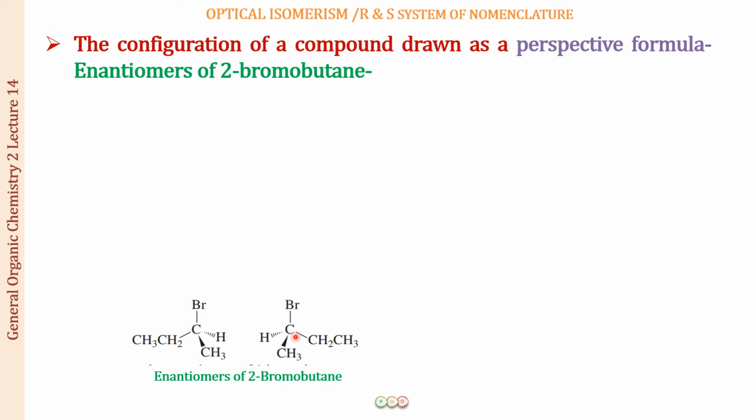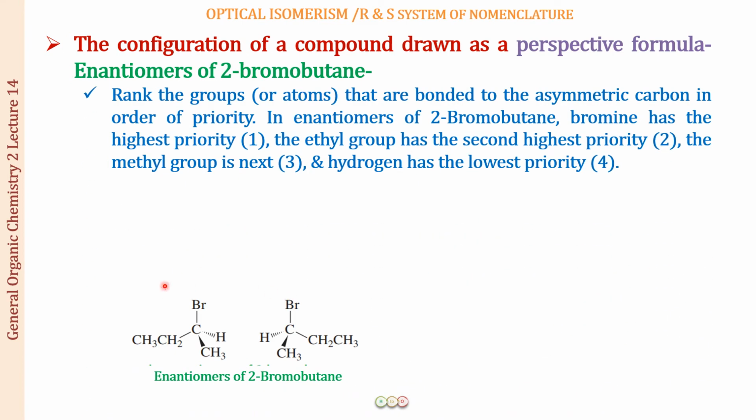Now what is going to be the first step? The first step is that you rank the four different groups, which is the highest in priority, then the second, third, fourth, according to their atomic numbers. So what we get is that bromine is of highest priority, then ethyl, then methyl, and then hydrogen. So this is 1, 2, 3, and 4. What you can see here is that hydrogen is already represented by the hashed wedge, so it is projecting backwards away from us already. So we do not have to reorient the molecule.